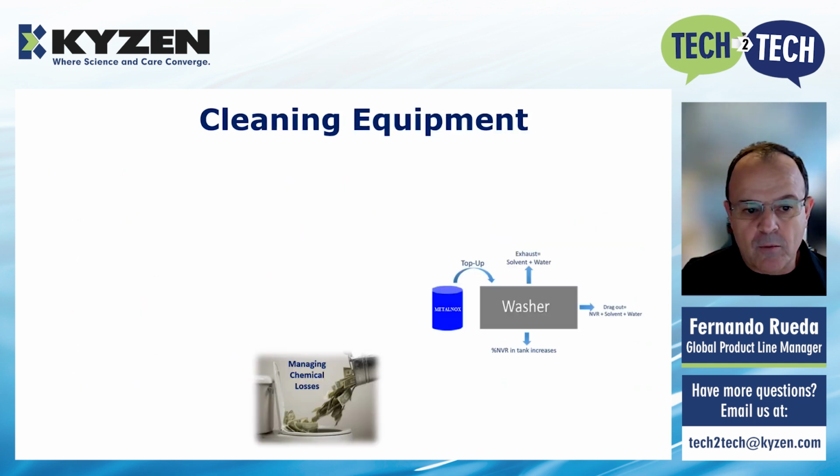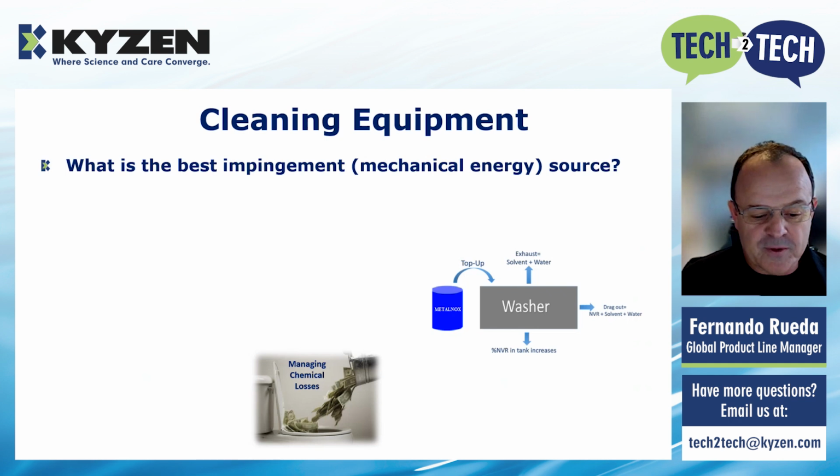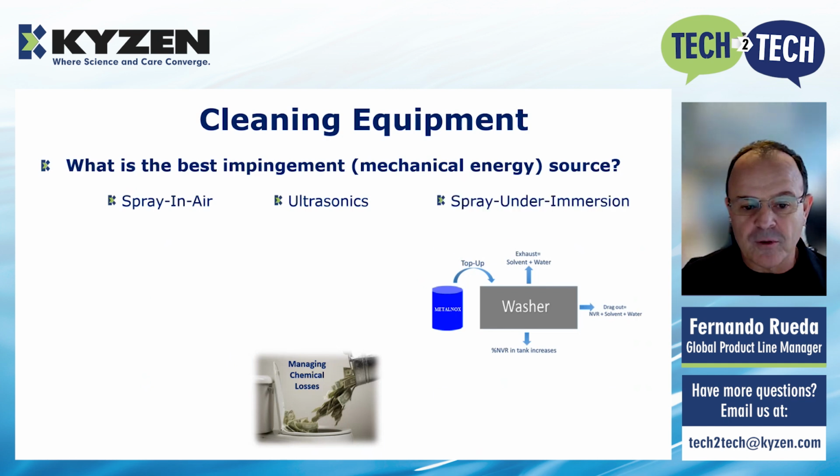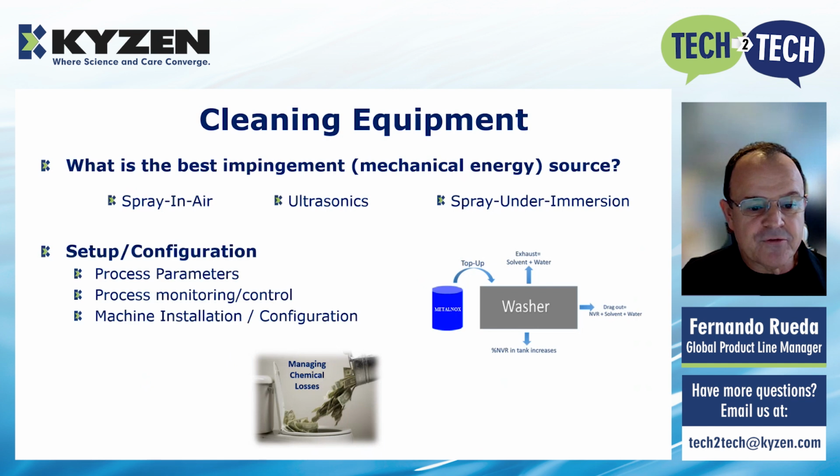So let's talk about the cleaning equipment. What's the best type of impingement? We have different types. So we have ultrasonics, we have spray in air, and spray under immersion as some of the most common ones. Okay. So the key part about this is setting up the machine properly, installing it properly, and setting it up with the proper process parameters, a proper monitoring system, because we want to have that process controlled, being stable and repeatable. And again, the machine needs to be installed and configured the right way from the beginning.